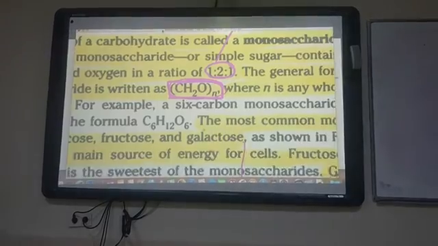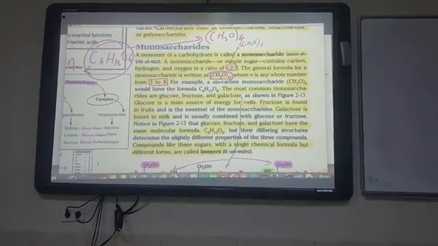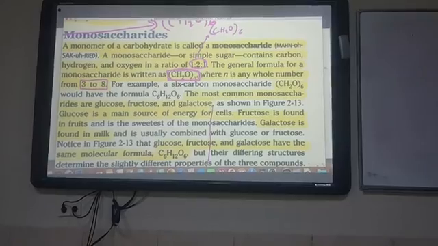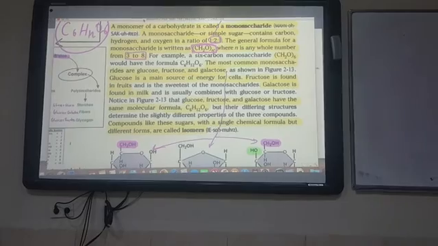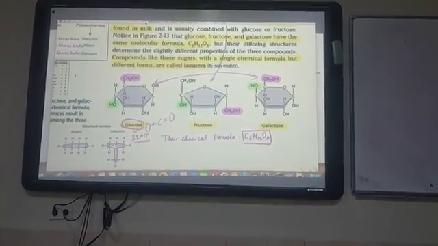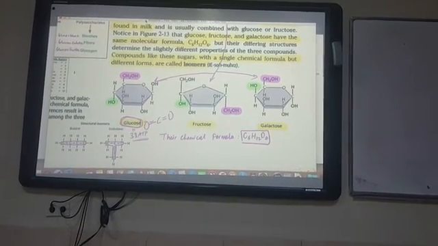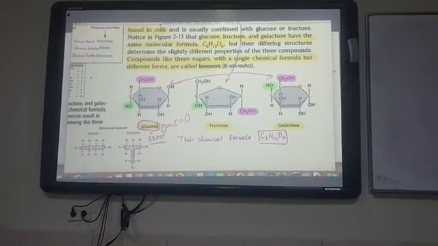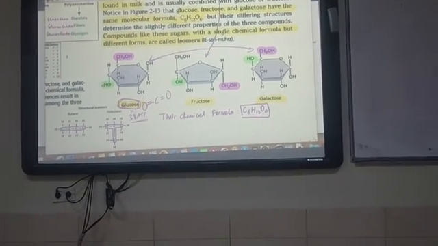The general formula of carbohydrates is CnH2nOn, and n can be any number from 3 to 6. There's another term: I think there's no question about the isomer, but we should know it. Glucose, fructose, and galactose have the same formula but different forms.